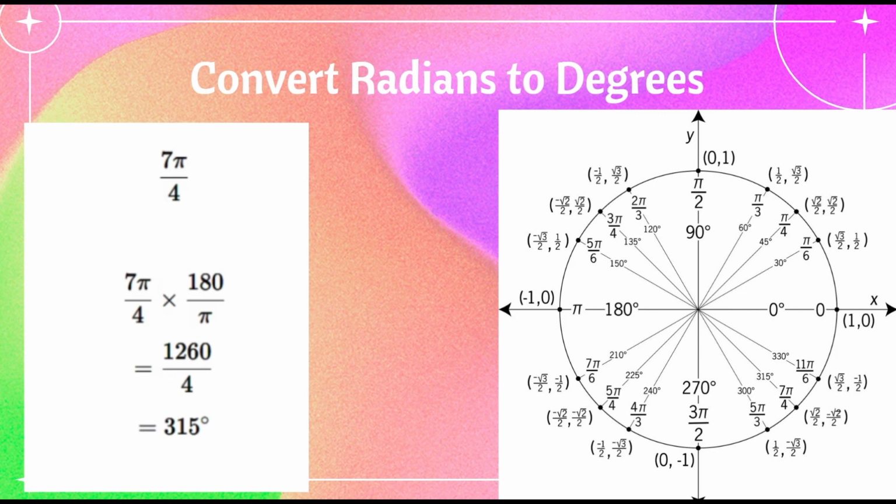Next, we can get 1260 over 4. Finally, we divide by 4, giving us 315. Therefore, 7 pi over 4 radians is equivalent to 315 degrees. And if we reference our unit circle again, we can look over here at 315 degrees and see that 315 degrees is equivalent to 7 pi over 4.